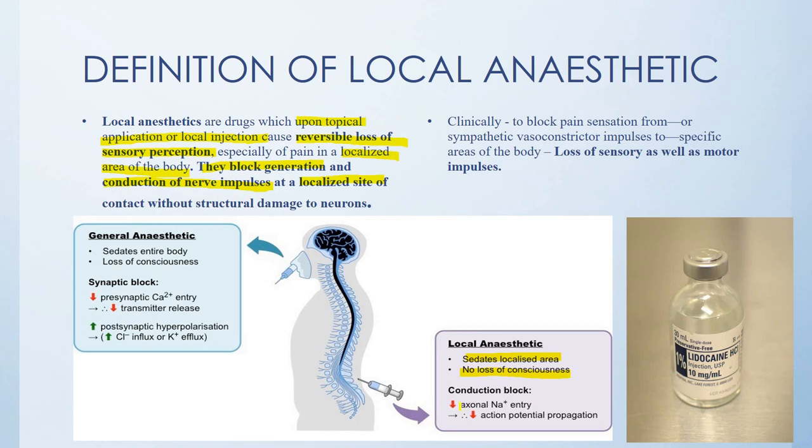Here we can also see what is happening. There is a conduction block, that is, nerve impulse generation and conduction blockage. How? By decreasing the entry of sodium ion, thereby decreasing the action potential. It means no action potential will take place. No influx of sodium ion, ultimately leading to numbness. And on the extreme right, you can see I've provided an example of a local anesthetic, that is lidocaine 1%.